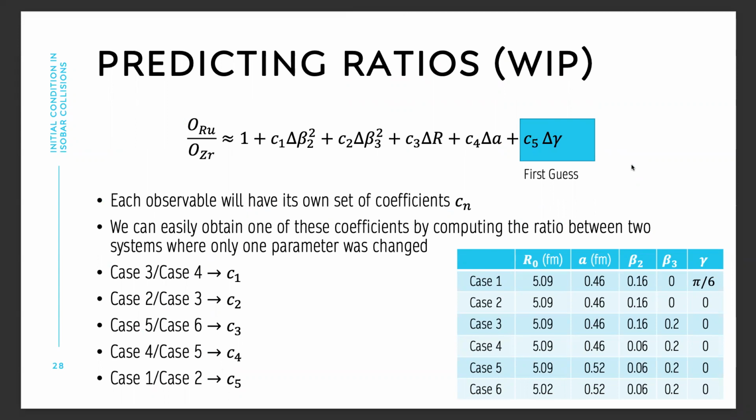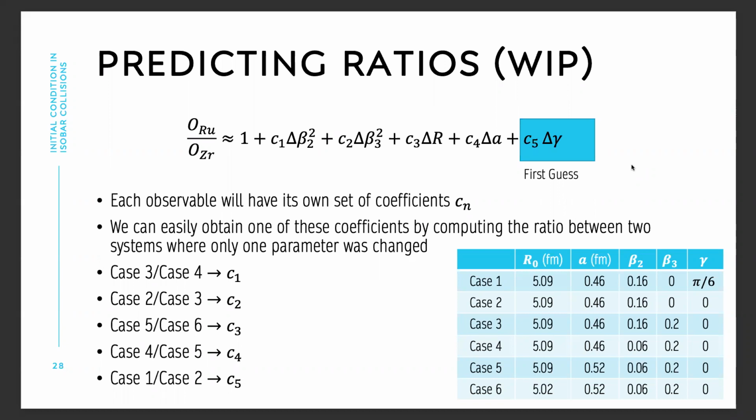Yeah. In this work, all I'm saying is it might not be linear in delta gamma. Okay, you say put cosine of 3 delta gamma. Okay, I can try this.